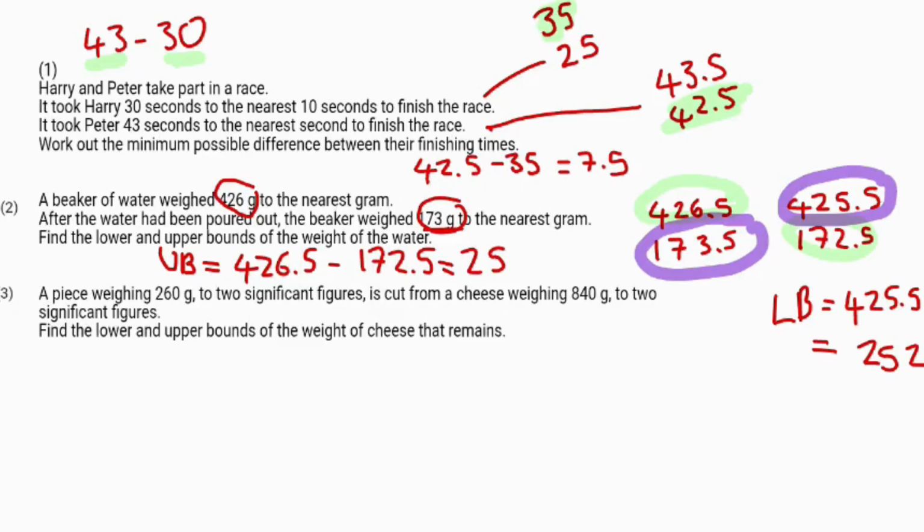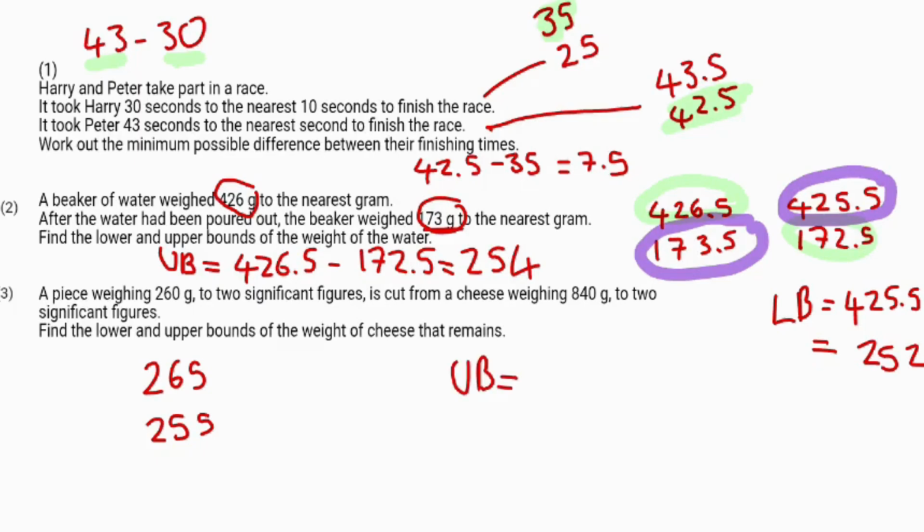Want my 4 on the end of there for some reason. Okay, question 3. A piece weighing 260 grams to the nearest two significant figures, so upper bound would be 265, lower bound 255, is cut from a cheese weighing 840 to the nearest two significant figures. So 845, 835. Find the upper bounds and lower bounds for the weight of the cheese.